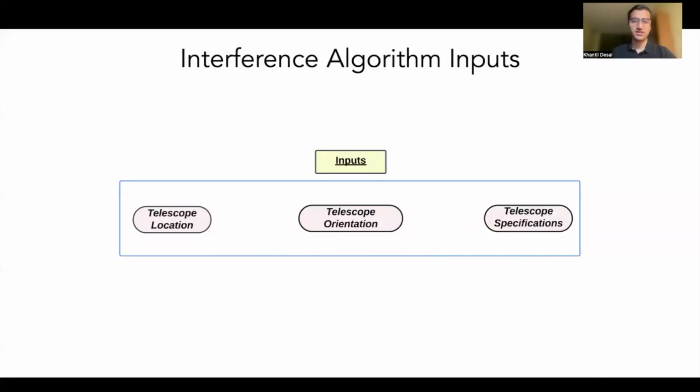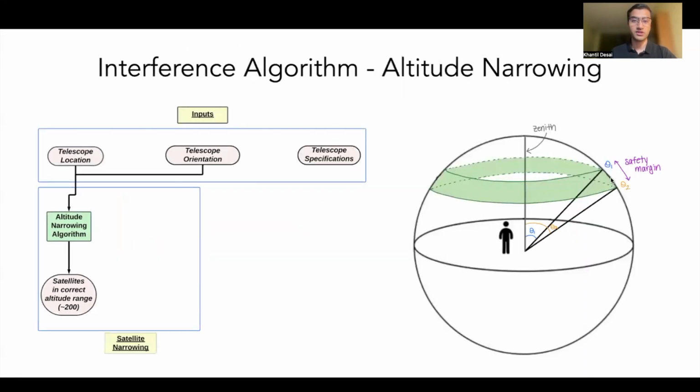Now let's dive into the actual algorithm behind this project. Our state-of-the-art algorithm requires telescope location, orientation, and specifications to determine when the FOV is clear of satellites. To determine which satellites interfere with the telescope's camera, the algorithm progressively scopes down the number of satellites to consider in 2 steps. It first determines which satellites are in the correct altitude range from the point of view of the observer. It does this by considering all the satellites in an altitude band, as seen in this image.